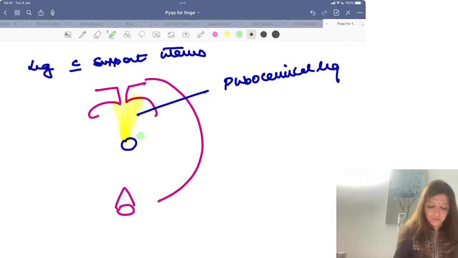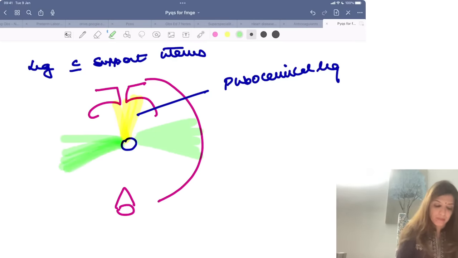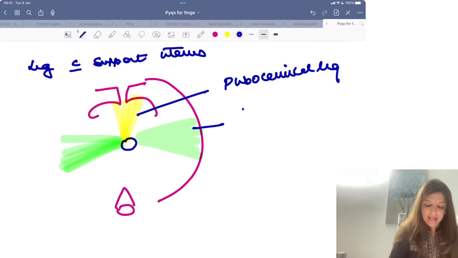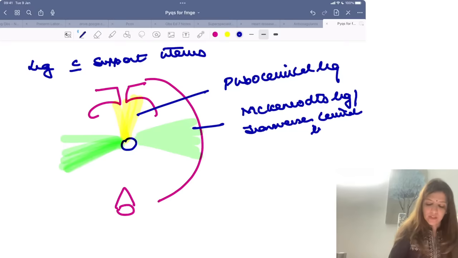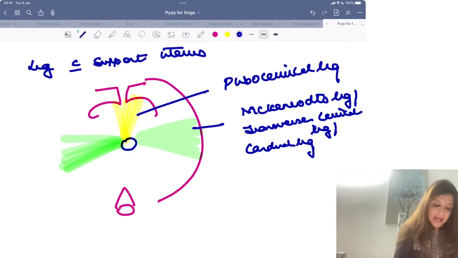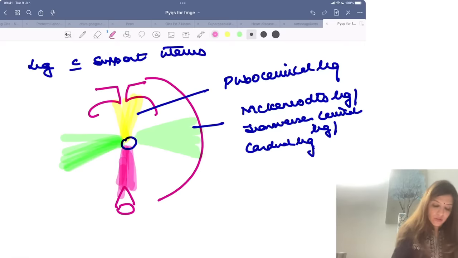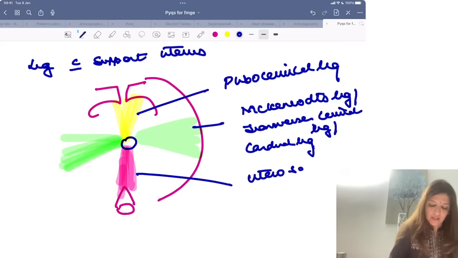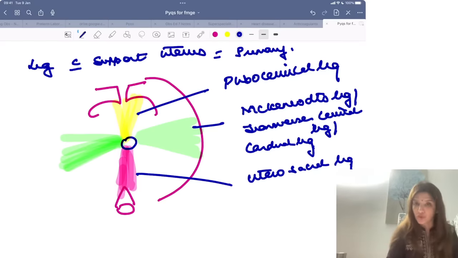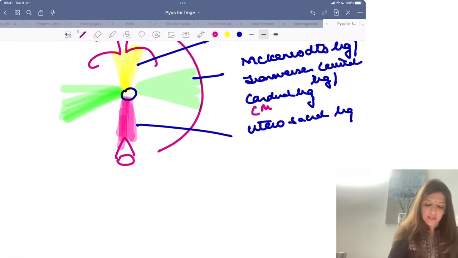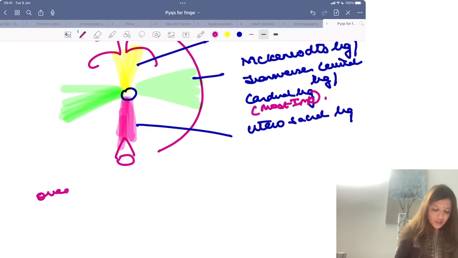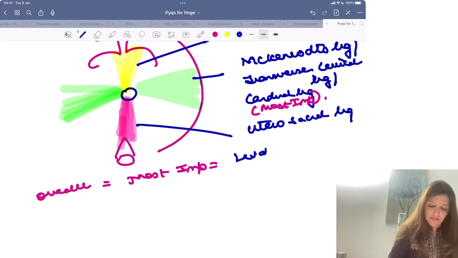Number two is a ligament which is connecting the uterus to the pelvic sidewall. This is called the Mackenrodt's ligament. This is also called the transverse cervical ligament, and this is also called the cardinal ligament. And then there is a ligament which connects the uterus posteriorly to the sacrum, which is called the uterosacral ligament. All these three are the main or primary ligaments which support the uterus. Out of these, the most important is the cardinal ligament. Overall, if they ask you which is the most important support of the uterus, it is the levator ani muscle.